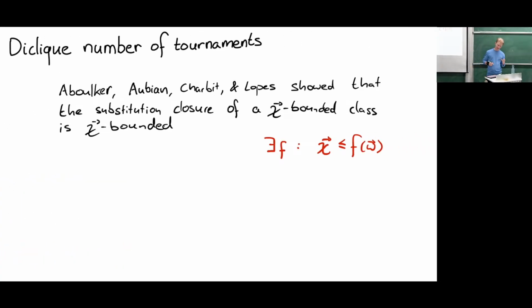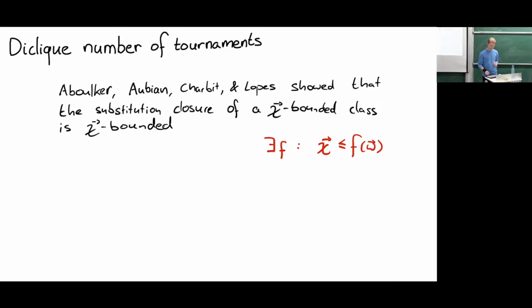Namely, they showed that the substitution closure of a Dicai-bounded class, where Dicai-bounded means that for this class of digraphs there exists some function f, such that for any graph in this class, the dichromatic number is bounded by this function of its die-clique number. If we take any Dicai-bounded class, and we take the substitution closure, so we exhaustively substitute digraphs in this class for vertices in digraphs to generate this entire class, then the resulting class is also Dicai-bounded.